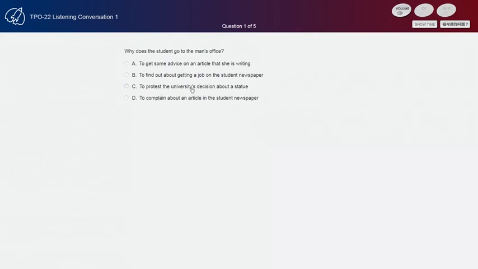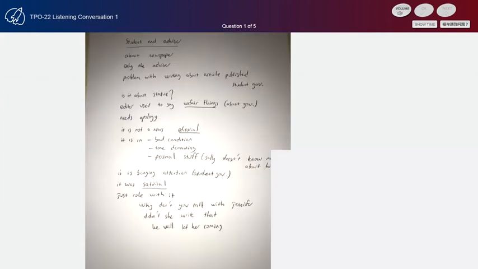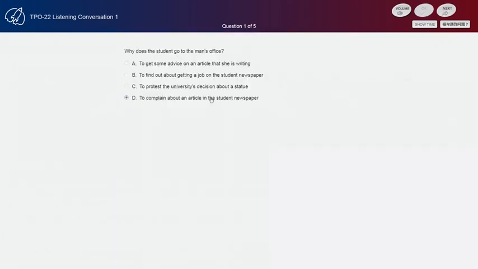To protest the university's decision about a statue? It's not exactly for that. She's not there to protest something. To complain about an article in the student newspaper. So that seems to be the answer. Because when we look at what we wrote down, it's about an article that is published about student government. So our answer here is D.